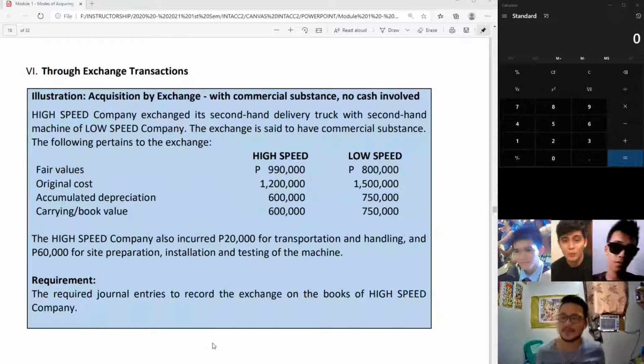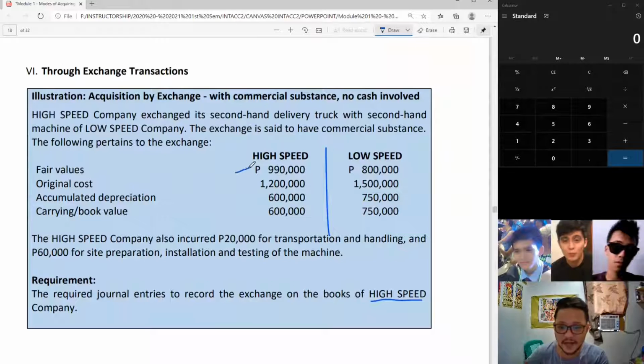Okay. So to proceed, let's dissect the problem right now. The requirement for the problem, the journal entries to record the exchange on the books of high-speed company. So tayo po si high-speed company to record the exchange, okay? Una, high-speed exchange its second-hand delivery truck with second-hand machine of low speed. So pareho silang may used asset na in-exchange with each other. And the data is divided as follows.